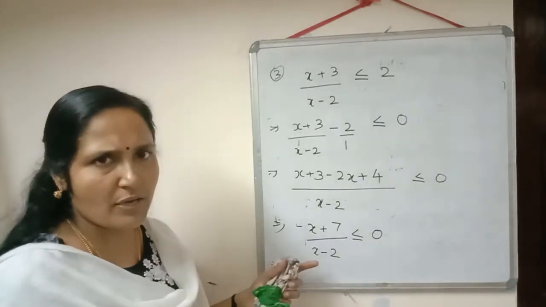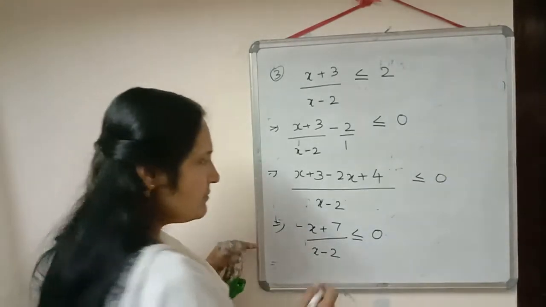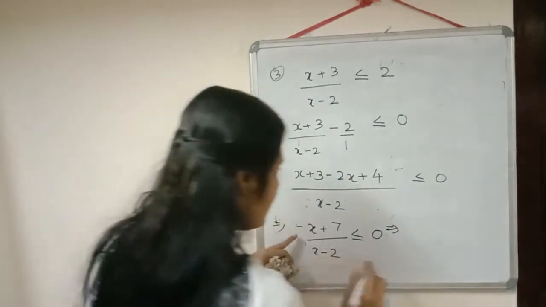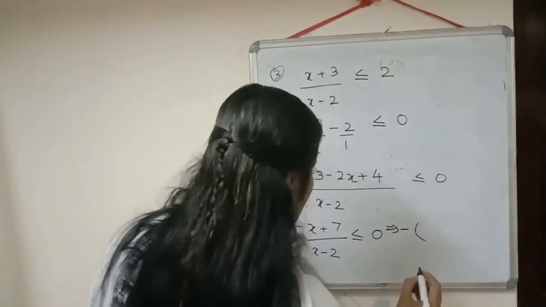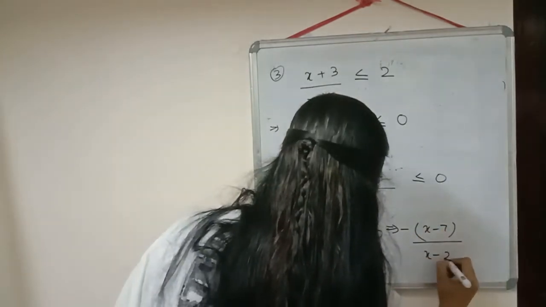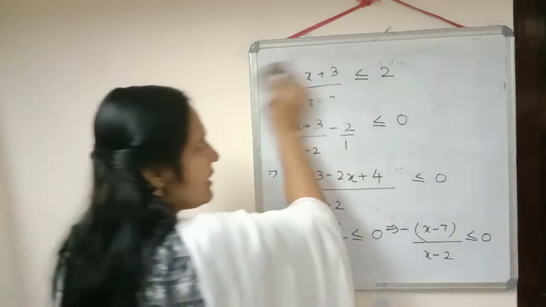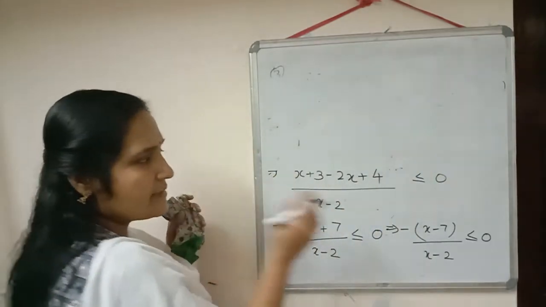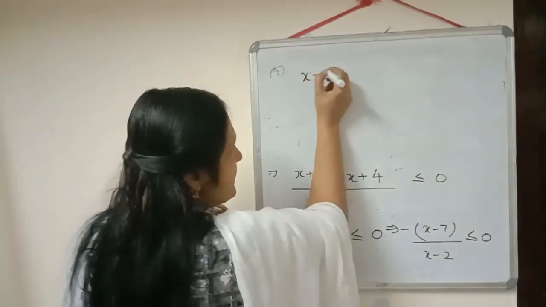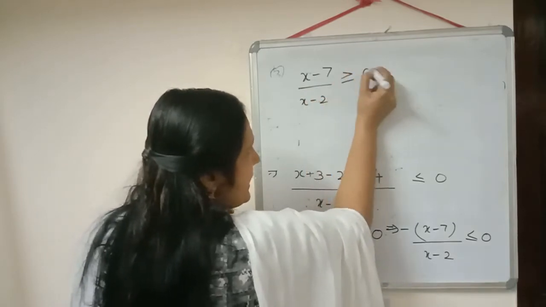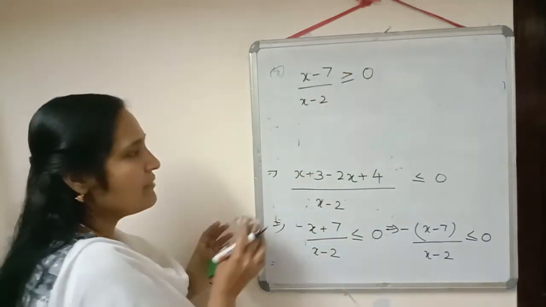If you want to do, you can do. Okay. Because while calculating it will be easy for us if we avoid that negative sign. So negative sign taken common, then inside the bracket it will come (x - 7)/(x - 2) less than or equal to 0. Now we are shifting that negative sign to the right hand side, then the sign of inequality will change. (x - 7)/(x - 2) greater than or equal to 0 we are getting.